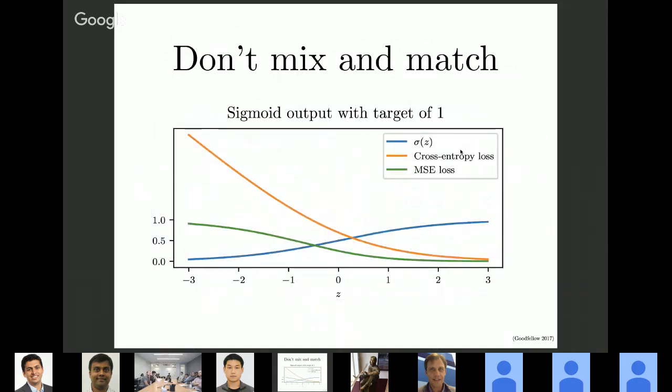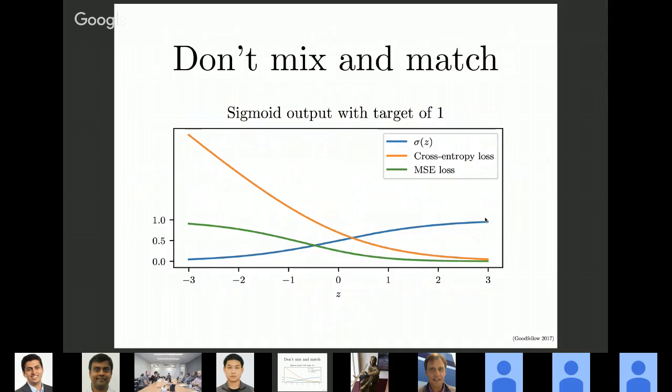I mentioned earlier that it would be a bad idea to use the mean squared error loss with a sigmoid unit. And here I'll show you a bit of a concrete example of why. So the x-axis of this plot is the logit, the actual value output by the linear part of the neural net. And then we apply a sigmoid function to it to get a Bernoulli probability. So this blue line here is showing how the probability increases as you move from left to right. It's saturated at the far left, it's saturated at the far right.